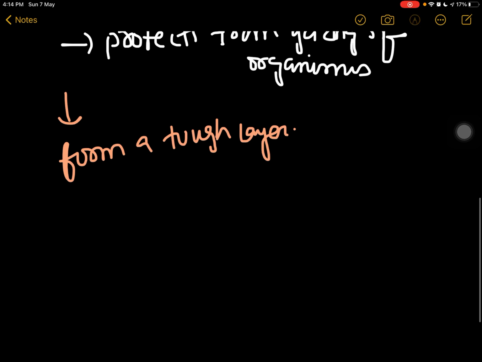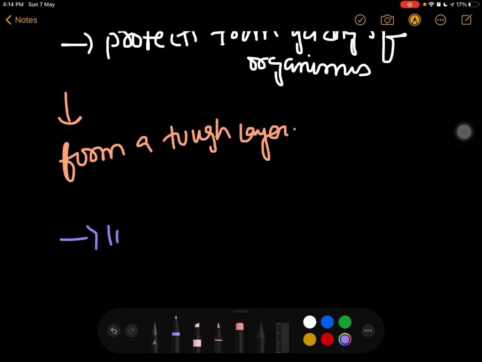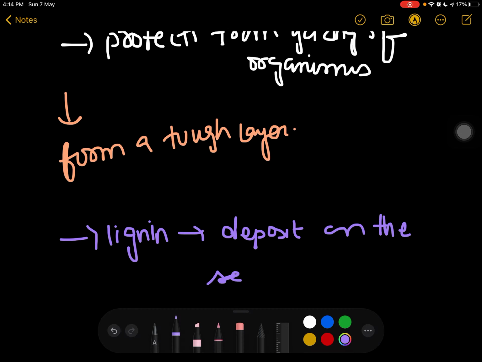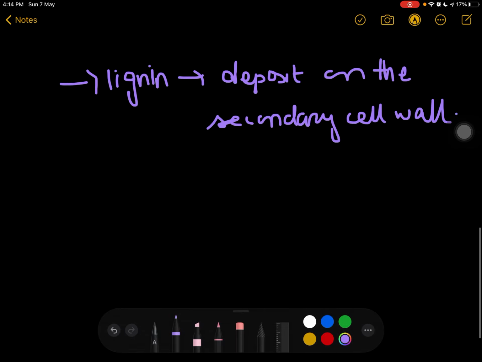And there is another secondary compound known as lignin, right? Basically, it deposits on the secondary cell wall, right? Basically, these plants have heteromorphic alternation of generation.